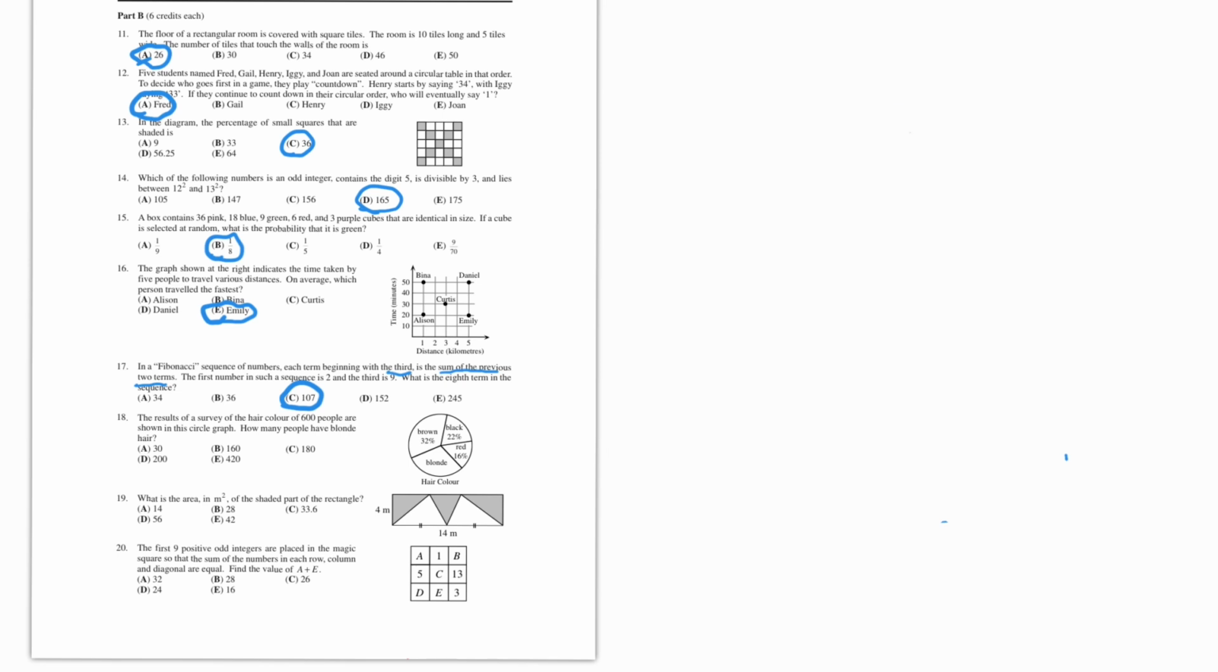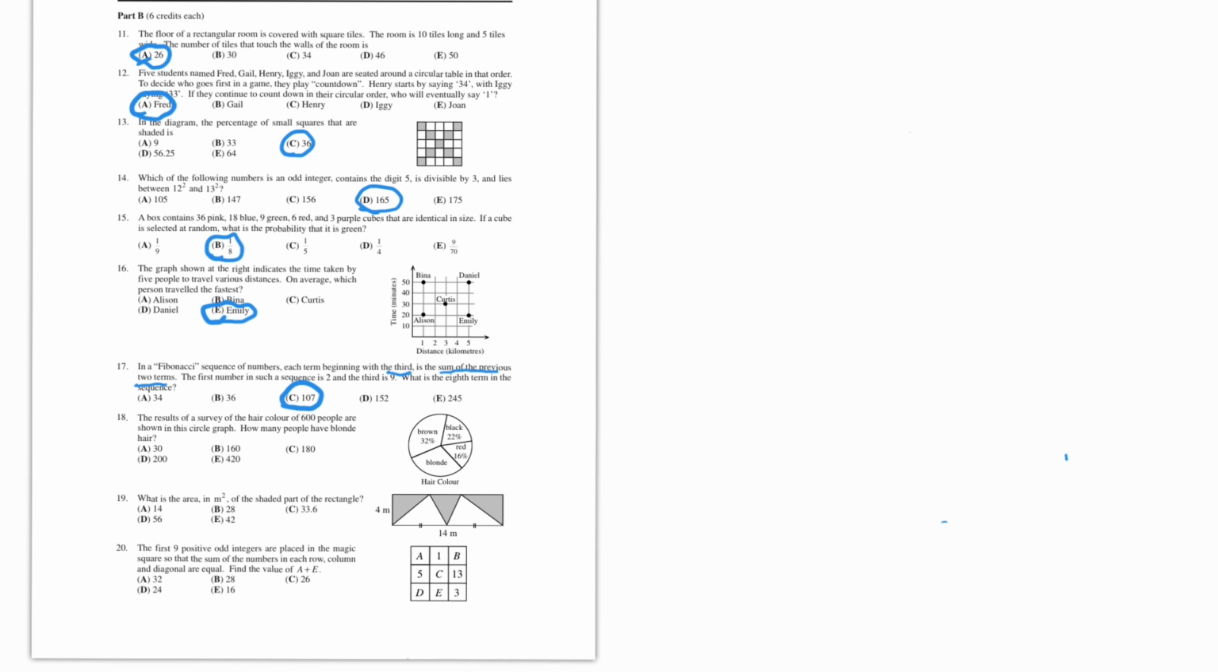Number 18. The results of a survey of the hair color of 600 people are shown in this circle graph. How many people have blonde hair?